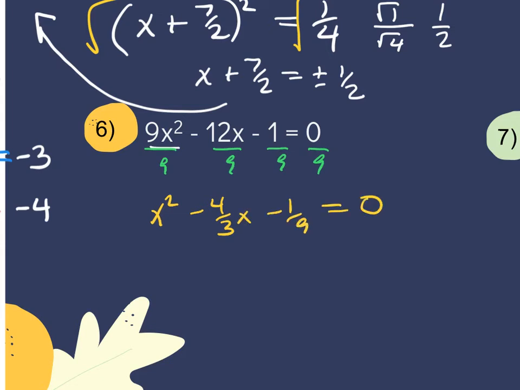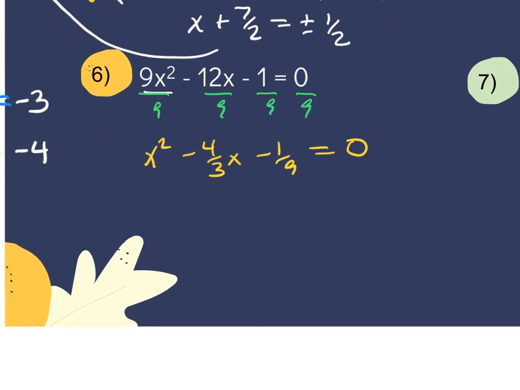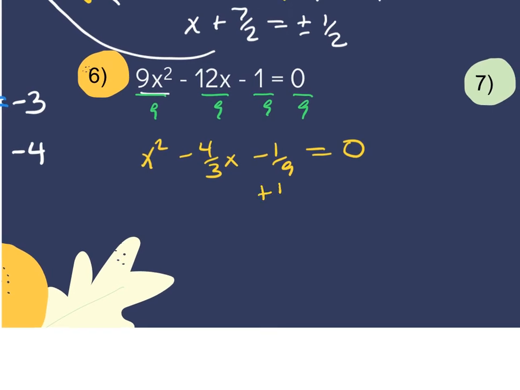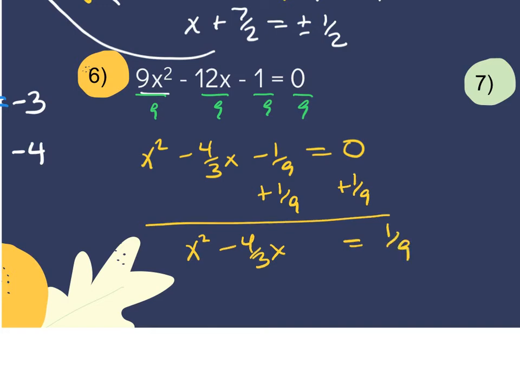And now I move the constant. Now the steps are the same. Move the constant, take the b term, divide it by 2, and so on. So let me move the constant. X squared minus 4/3 x, blank space, 1/9.